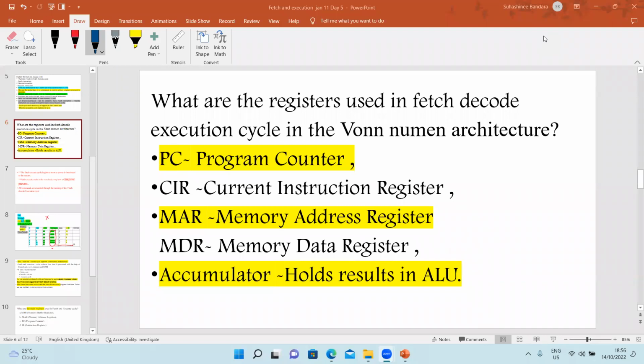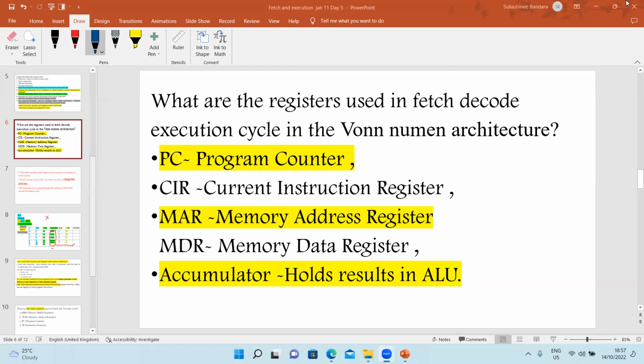What are the registers used in the fetch decode execute cycle in the von Neumann architecture? The program counter is a register, and the memory address register; the highlighted ones are most important. The current instruction register is also there, but the memory address register, then the memory data register, and the accumulator. The accumulator is the most important one. It is inside the arithmetic and logic unit.